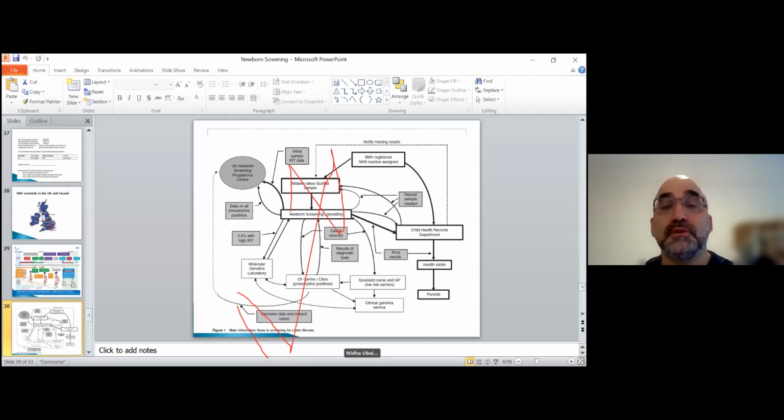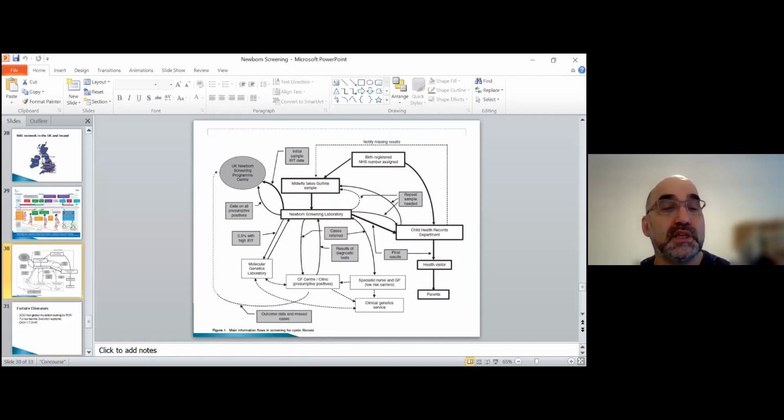but then there is a process for the ones that don't want to do it. And then health visitors go to the babies to take the blood, and obviously parents are involved here as well. So it is a very complex system, and if anything goes wrong at any step and it's not picked up, then it could be a problem for the whole process.